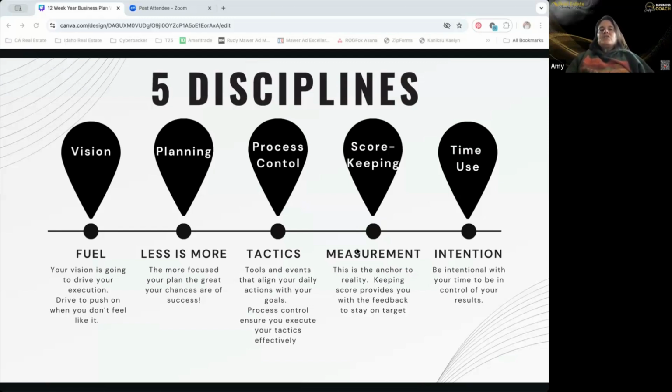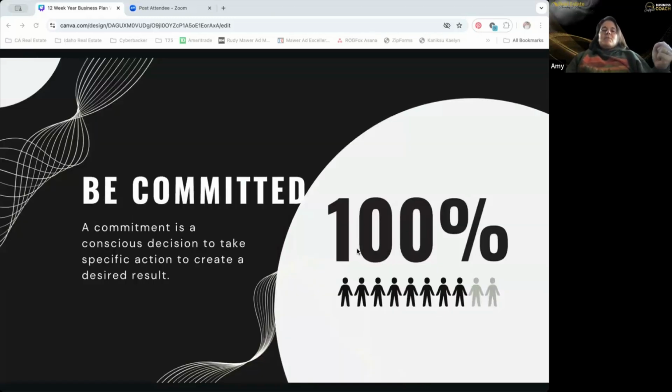So every week we touch on those 3 principles and 5 disciplines. Today we're diving into being committed. Okay, when we create our 12-week year goals and our weekly tactics, we have to be 100% committed to achieving those goals and accomplishing the weekly tactics, right? This is what we were just talking about with Dominic, right?